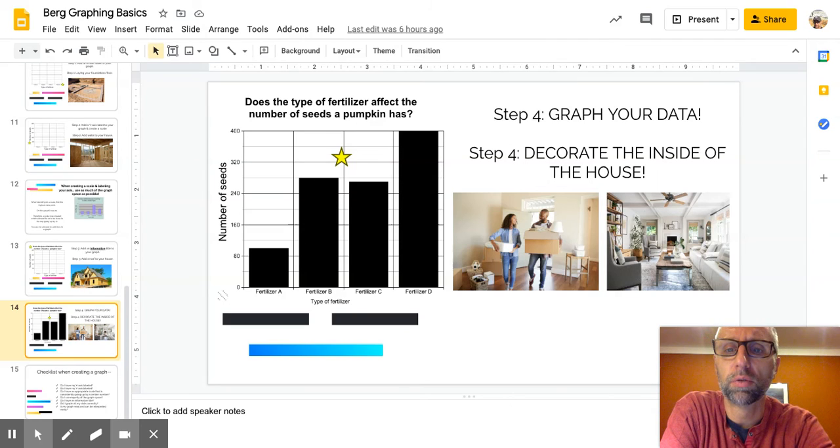All right, next we need to look at, does the type of fertilizer affect the number of seeds the pumpkin has? Well, great, but they're never going to know if you don't fill in the graph. So here we have to choose what type of graph we are doing. Because we're looking at 4 separate types of fertilizer, these are not time. We're not looking at a change over time. So we're looking at a bar graph. And so now it's time to decorate. Fill in all of the graph and make it nice and neat so that anyone who's reading it will be able to look across and see, hey, this is what we're doing.